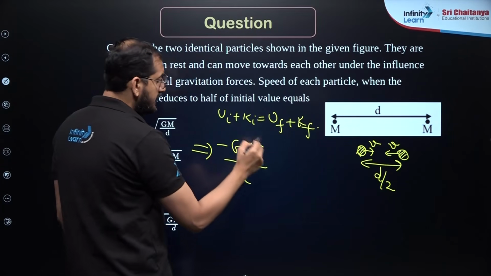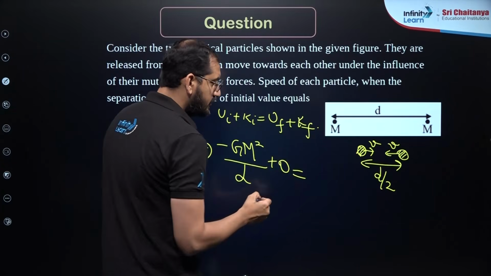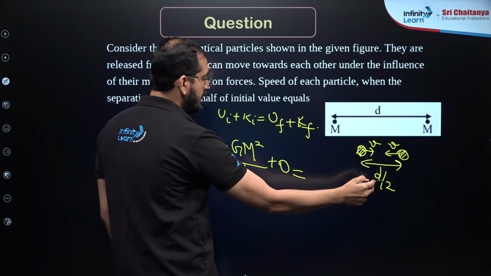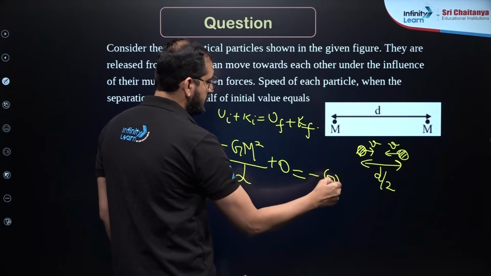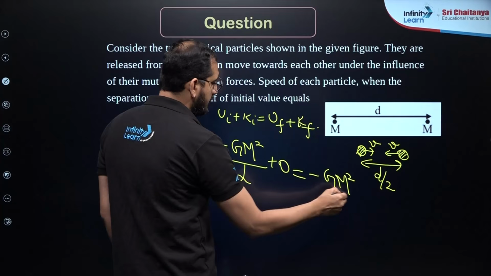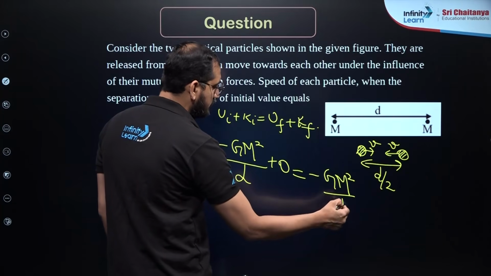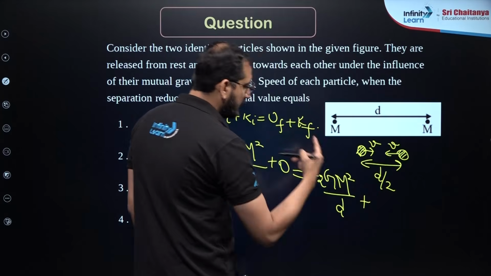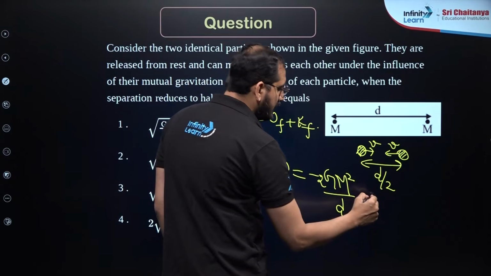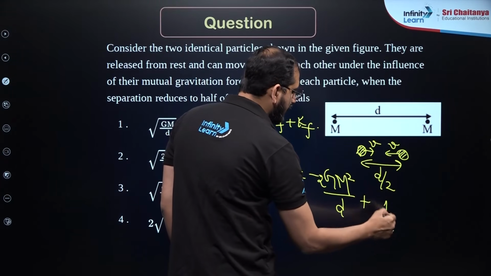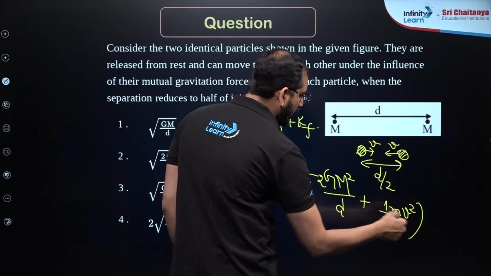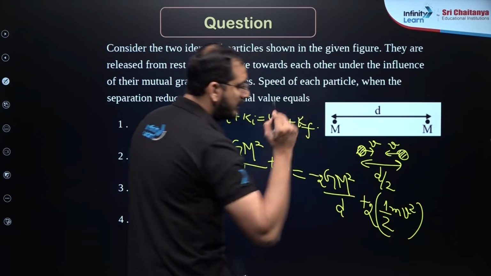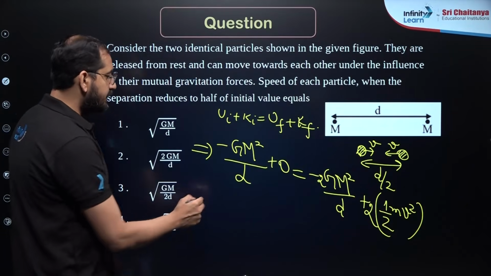Okay, initially both were at rest. Finally, the distance became d by 2, hence G m square divided by d by 2, so that 2 will come over here, plus final kinetic energy. The kinetic energy due to one particle is half m v square, but because there are 2 particles involved, I will multiply it by 2.